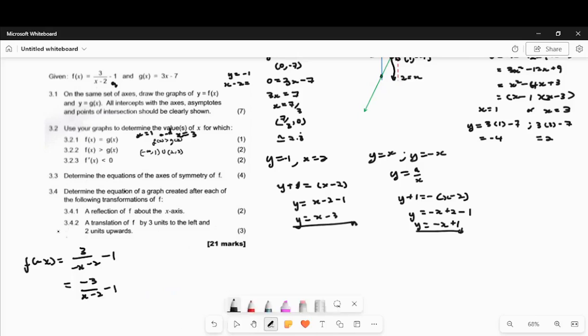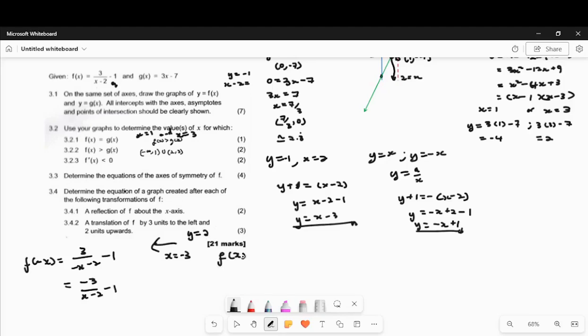For 3.4.2, a translation of f by 3 units to the left and 2 units upward. We're shifting our function 3 units to the left, going to the negative side. So in other words, we're supposed to have something like x equals negative 3. Then 2 units upward, so for the y values we have y equals 2, because we are moving in the positive direction, up. But how do we perform this transformation to f of x?